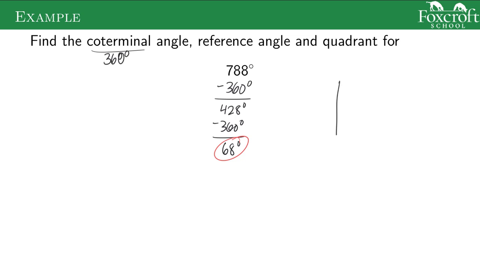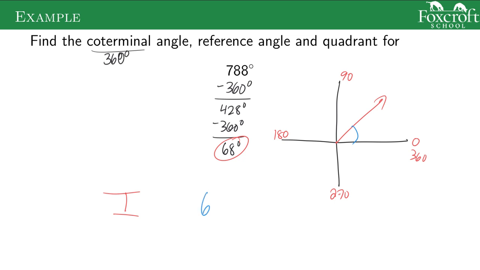And then what quadrant is that going to be in? Our quadrantal angles for degrees are 0, 90, 180, 270, 360. Again, those are on the unit circle that you had to memorize in Unit 11, so you can just reference that. 68 is in between 0 and 90, so it's in quadrant 1. And in quadrant 1, the angle is its own reference angle, so our reference angle is 68 degrees.